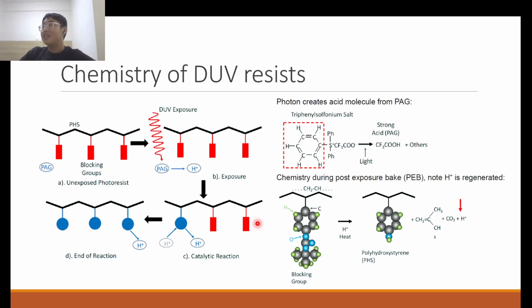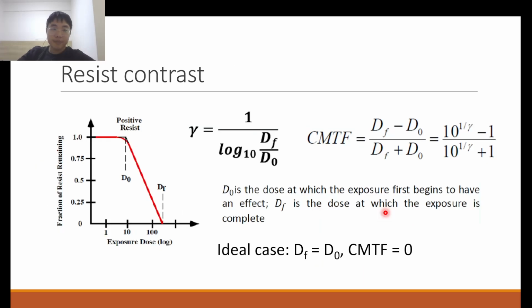So as a result, this resist is more sensitive. You only need less UV radiation, and it can trigger a very efficient chemical reaction to occur. So for your information, this is the catalytic reaction chemistry. With the H plus that was already generated in the exposure step, you can react these functional groups that are bonded to the polymer, and make the polymer more easily dissolve in the developer solution.